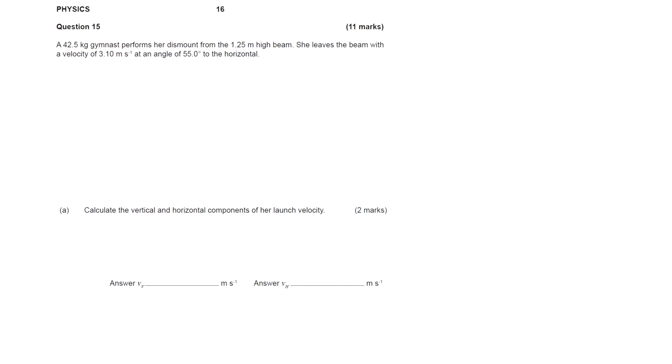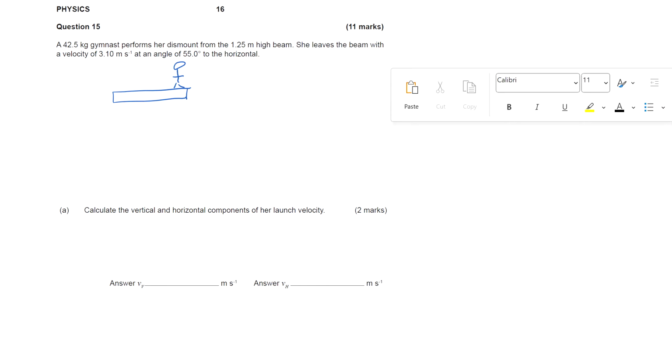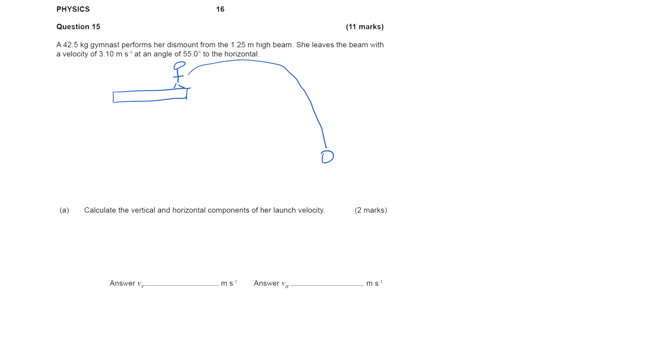A 42.5 kilogram gymnast performs her dismount from the 1.25 meter high beam. She leaves the beam with a velocity of 3.10 meters per second at an angle of 55 degrees to the horizontal. There is a picture, but the online version of the picture isn't printed, so I'm just going to draw in here what it is. Something like that, and the height of the platform is 1.25 meters.